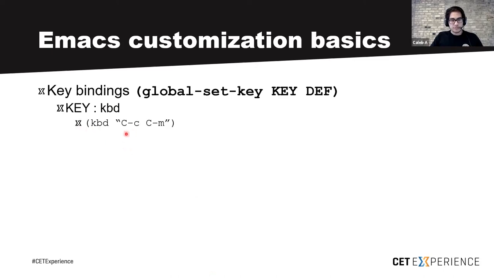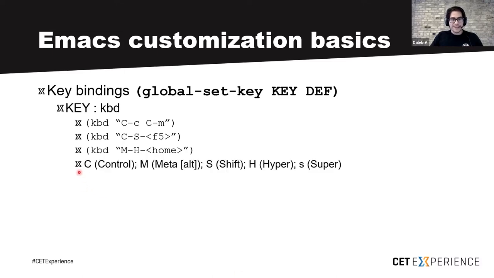So for instance, C-c C-m, C-S-f5, M-H-home. So a quick refresher: capital C is Control, M is Meta, capital S is Shift, H is Hyper, which I defined on my system to be the left Windows key. And then there is also another modifier, lowercase s, which is Super, which I don't use, but all in all, we have 5 modifiers that we can have for key commands. It's pretty nice.